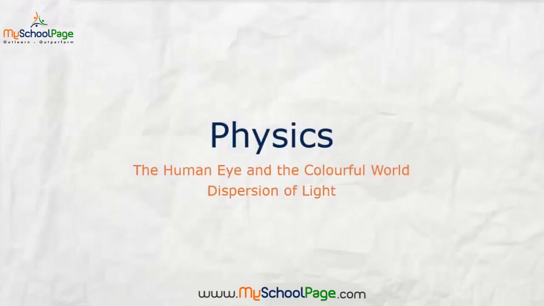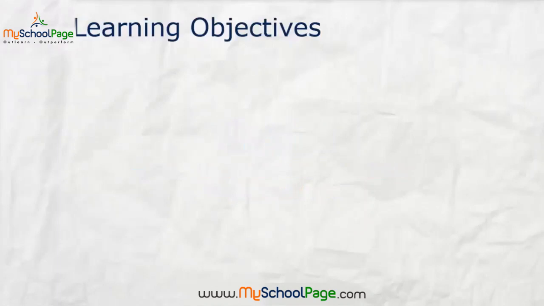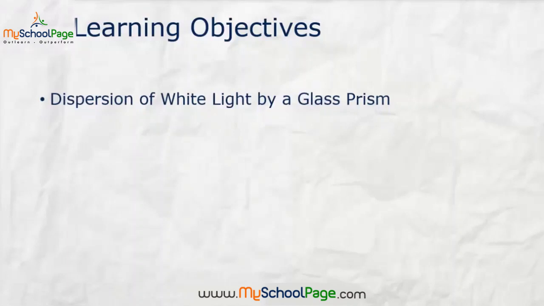10th CBSE Physics, Chapter The Human Eye and the Colorful World. After watching this video, you will be able to understand dispersion of white light by a glass prism and rainbow formation. So let us understand dispersion of white light by a glass prism. Now we are familiar with refraction of light.